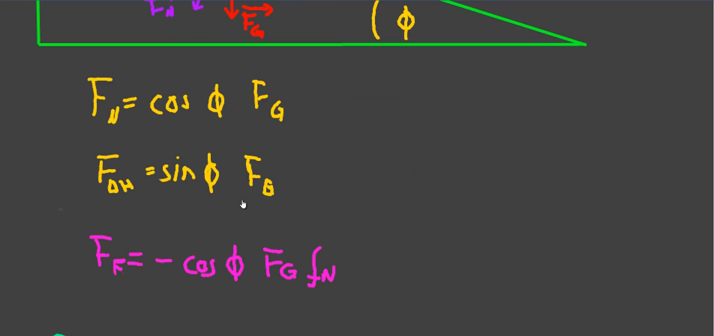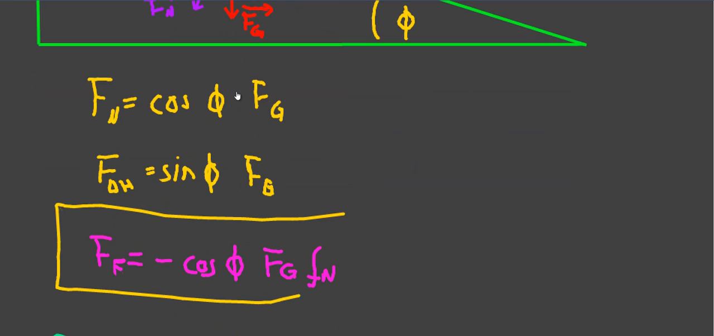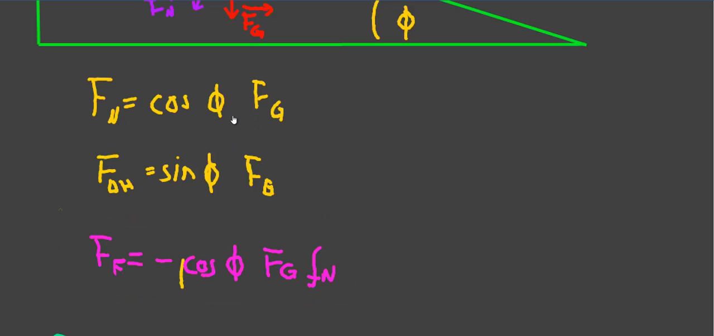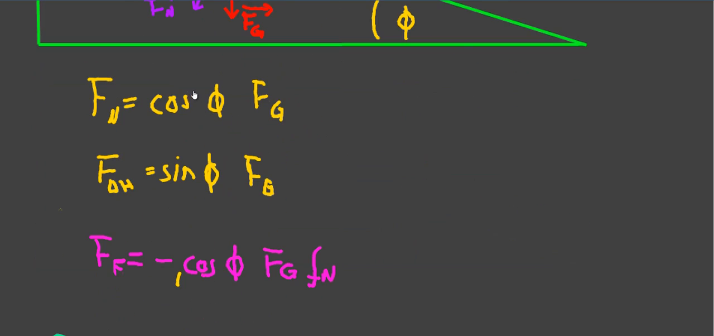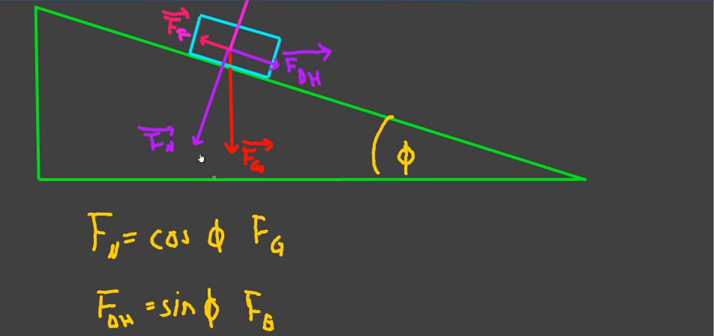In that case, we can say that the force of our friction is going to be cosine of phi times Fg, which is just our normal force, times the coefficient, or mu, you could also substitute mu there, but then we add this minus here. And we add this minus because now we're looking in the direction of the downhill force. So we're looking in this direction right here.